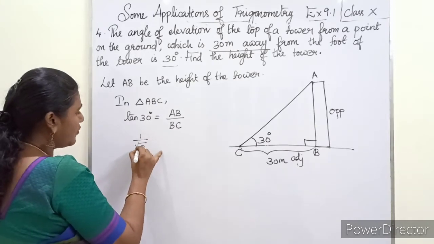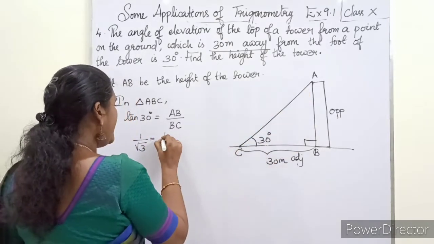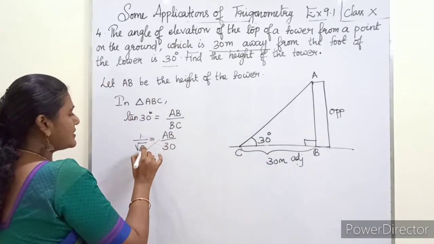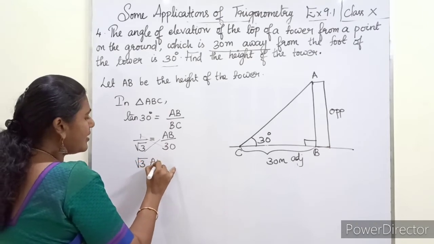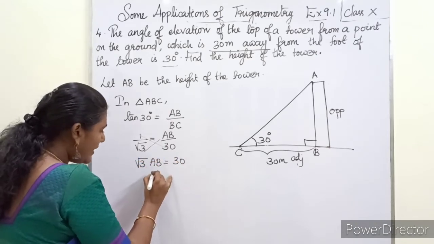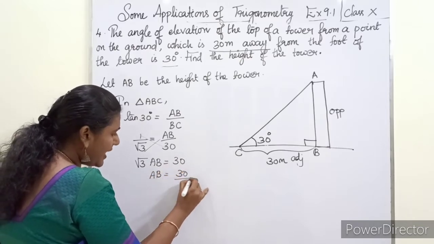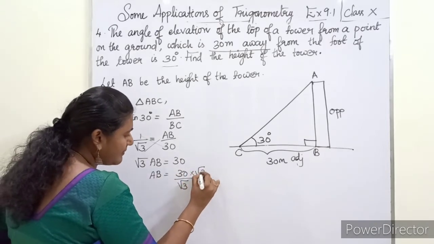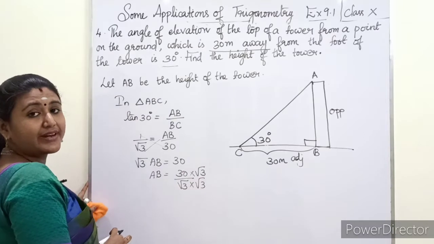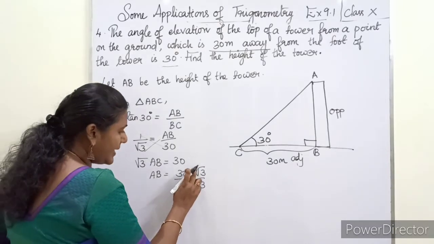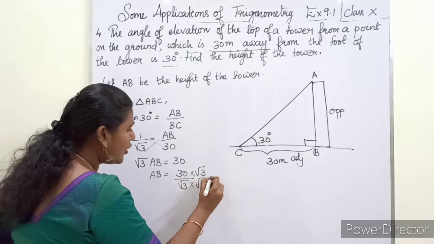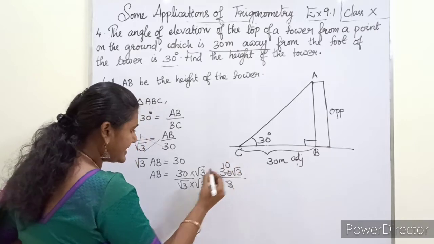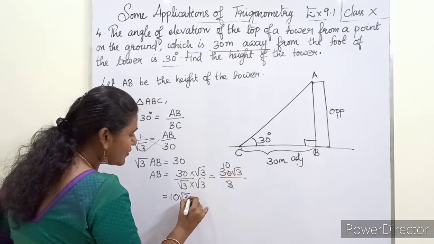So what is the value of tan 30 degree? 1 by root 3. So 1 by root 3 is equal to AB we have to find and BC is 30 meter. Now we will do cross multiplication, that is root 3 AB is equal to 30. So AB is equal to 30 by root 3. So here we will simplify. By rationalizing, multiplying by root 3 both numerator and denominator, 30 root 3 by 3. So here we will cancel this. So the answer is 10 root 3 meters.